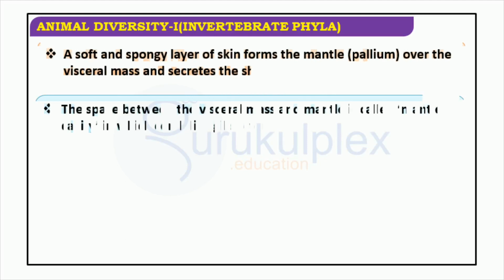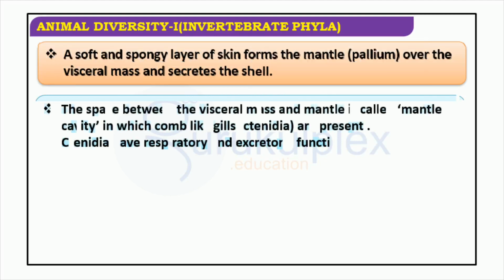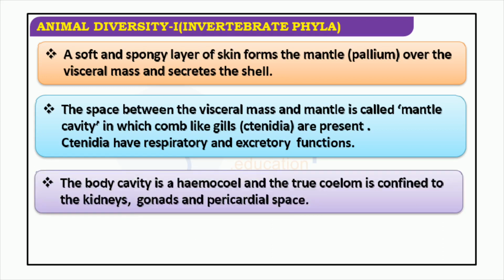The body of mollusks can be divided into two parts: the visceral mass and the mantle. The mantle cavity lies between them. It holds the ctenidia, which give both respiration and excretory functions. The mantle is a soft, spongy layer of skin which secretes the shell. The body cavity, or hemocoel, mostly covers the visceral mass, with the true coelom mainly present in the kidneys, gonads and pericardial space.